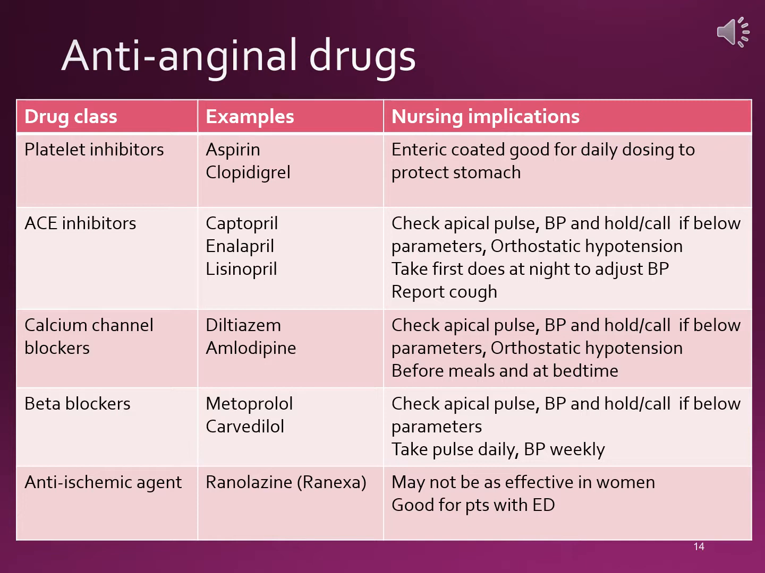Calcium channel blockers are particularly good for vasospastic angina. Beta blockers decrease cardiac workload by decreasing the blood pressure and the heart rate. These are good for long-term therapy. And then Ranexa is a good anti-ischemic agent. It's really not as effective in women as it is in men, but it's really good for men because if patients take erectile dysfunction medication like sildenafil, Ranexa will not interfere with that like the nitrates do.